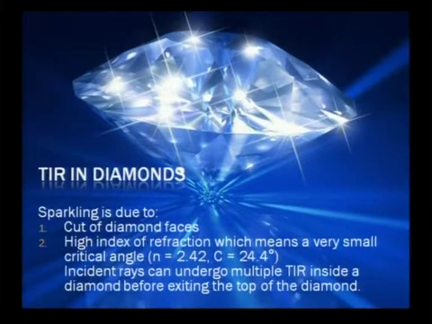So, how beautiful is a diamond? The sparkling of a diamond is due to total internal reflection. It is based on the cutting of the diamond faces. So, it has a high refractive index, which means a small critical angle. It is 24.4 degrees, and the refractive index is 2.42.